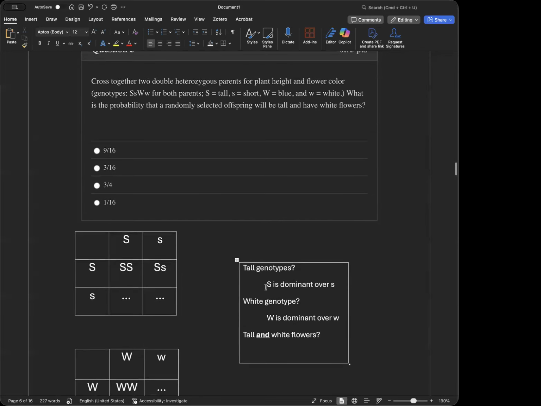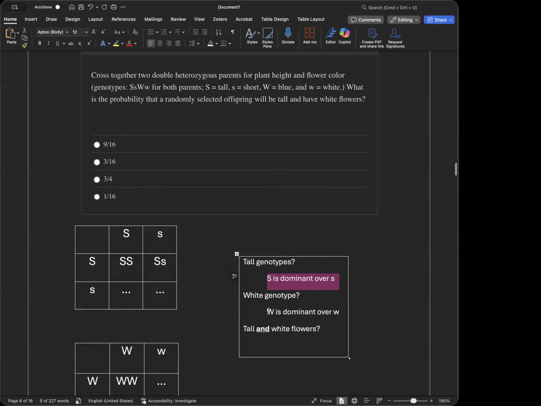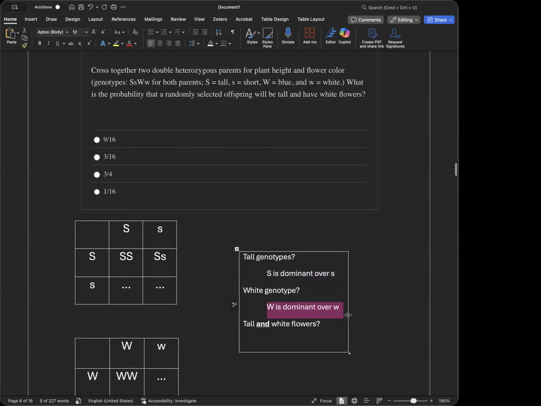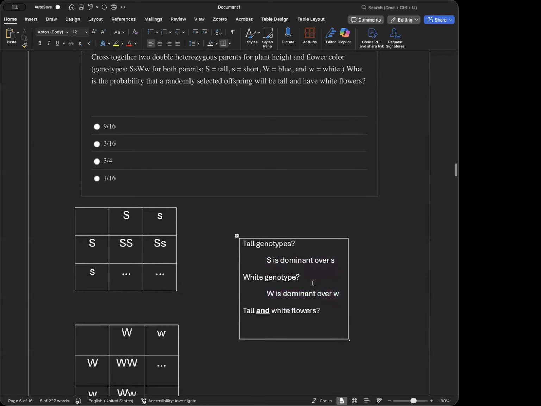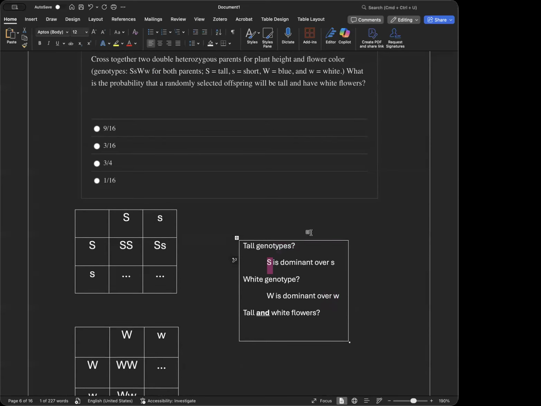So a tall genotype, S, capital is dominant over lowercase, and a white genotype, capital W is dominant over lowercase w. As we recall, white is going to be our lowercase here. So in order for us to get a white genotype, we need to have two of these lowercase w's. And because tall is a dominant gene, we only need to have at least one allele.